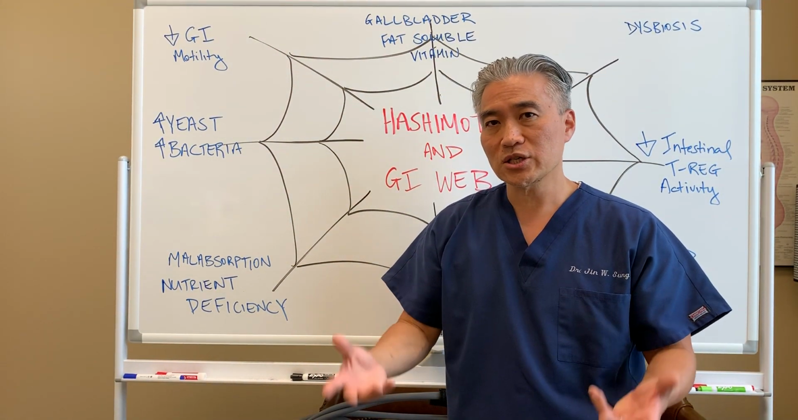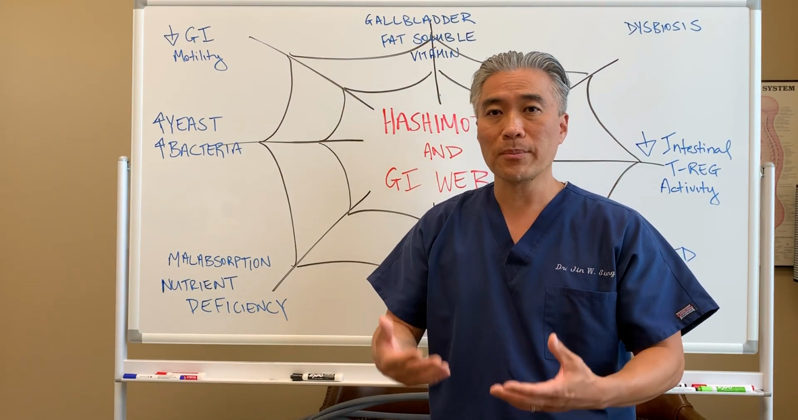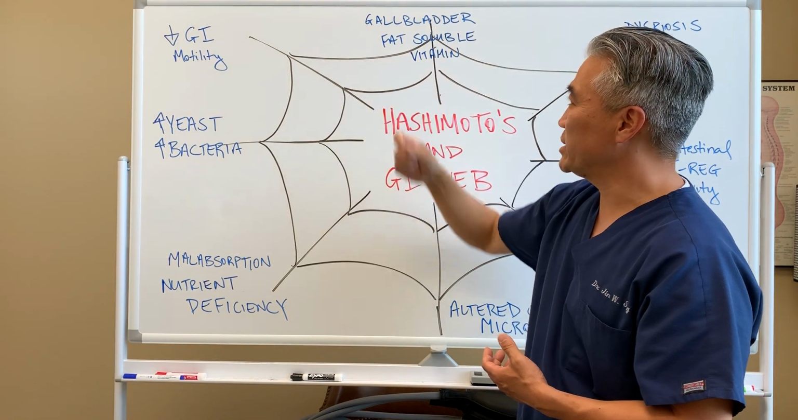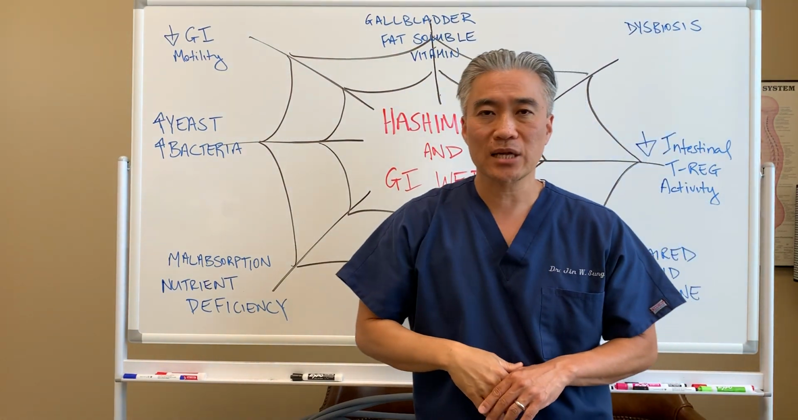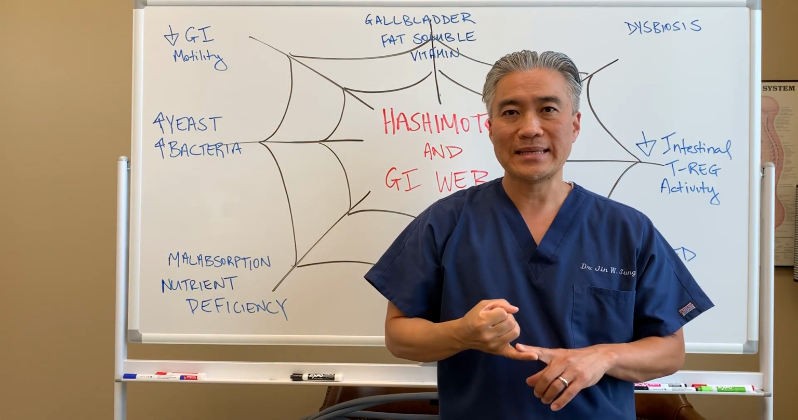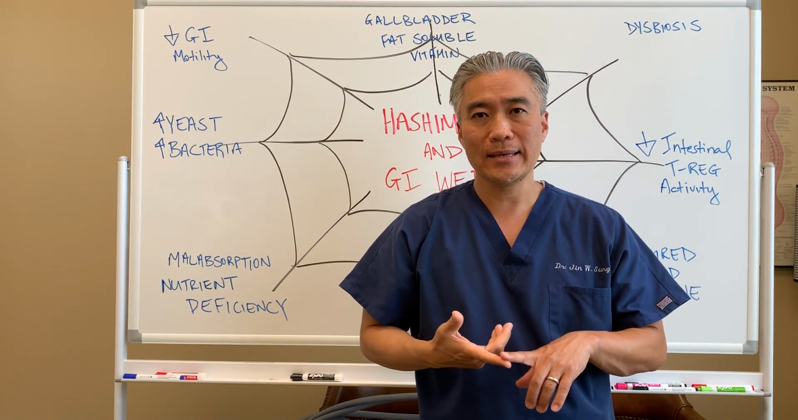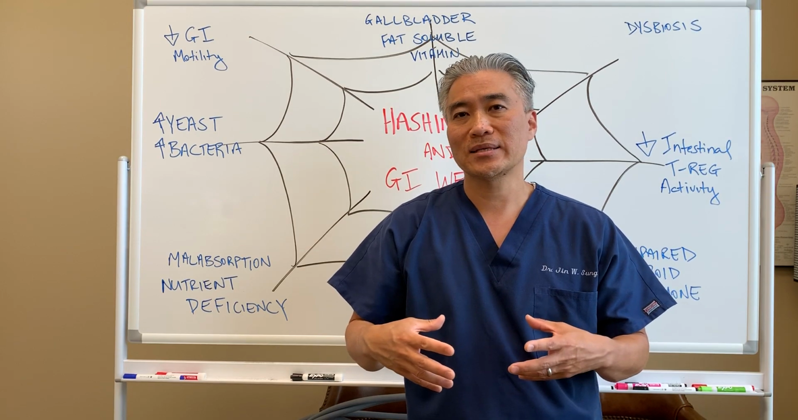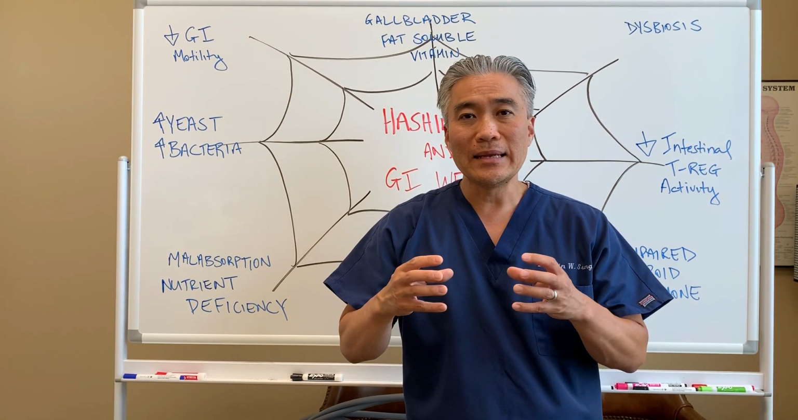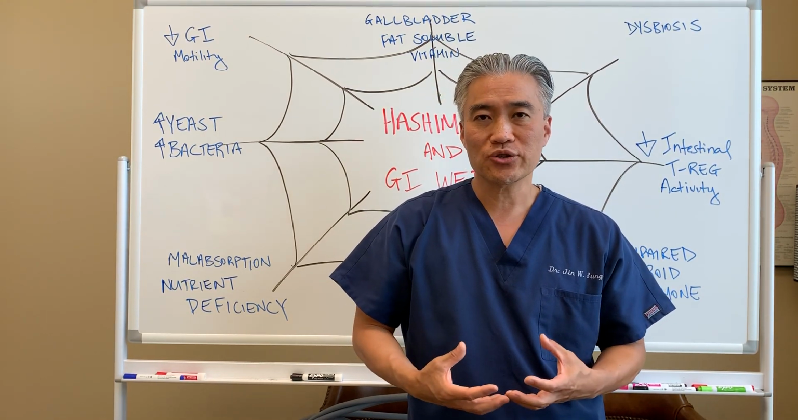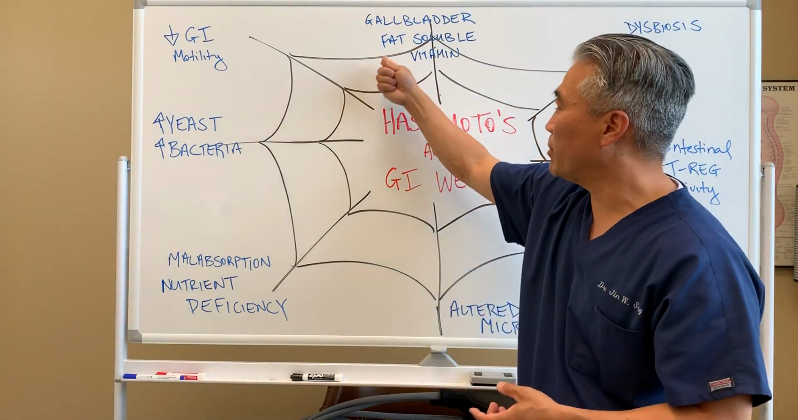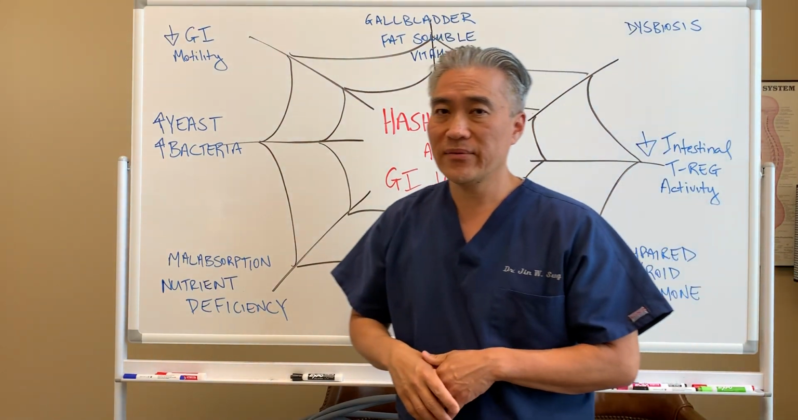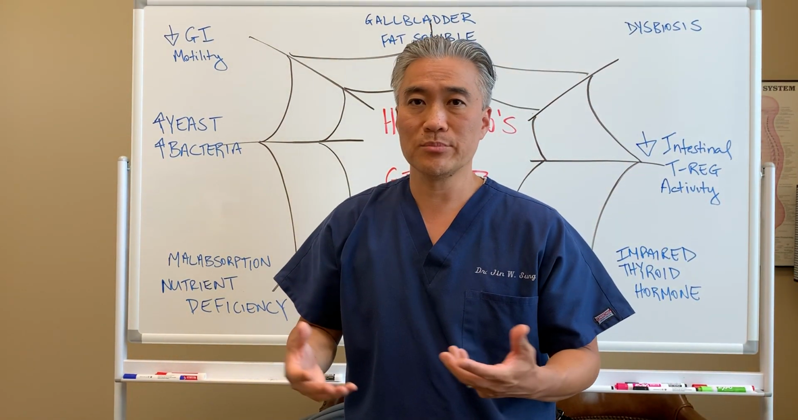However, if you have a sluggish gallbladder or if you had your gallbladder removed, what does it do? It will decrease the absorption of fat-soluble vitamins, right? D, E, K, A. These are fat-soluble vitamins that need bile acids, and they need to be absorbed in the GI tract. But if you don't have a gallbladder, or if you have a sluggish gallbladder, you're going to have fat-soluble vitamin malabsorption.